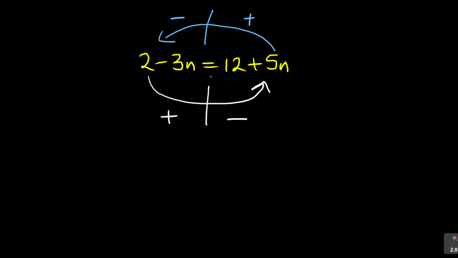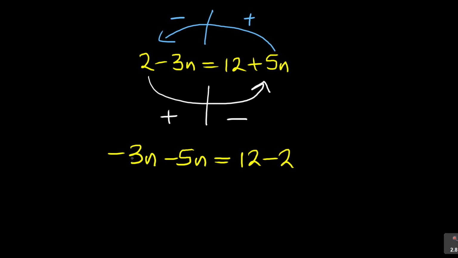Alright, so let's do it at the same time. So already on the left hand side we have minus 3n, so it doesn't have to do any change of sign. But 5n joined, so it will become what? Positive 5n becomes negative 5n. See that? Is equal to 12, which is already on the right hand side, so no change of sign, but 2 became what? Minus 2.